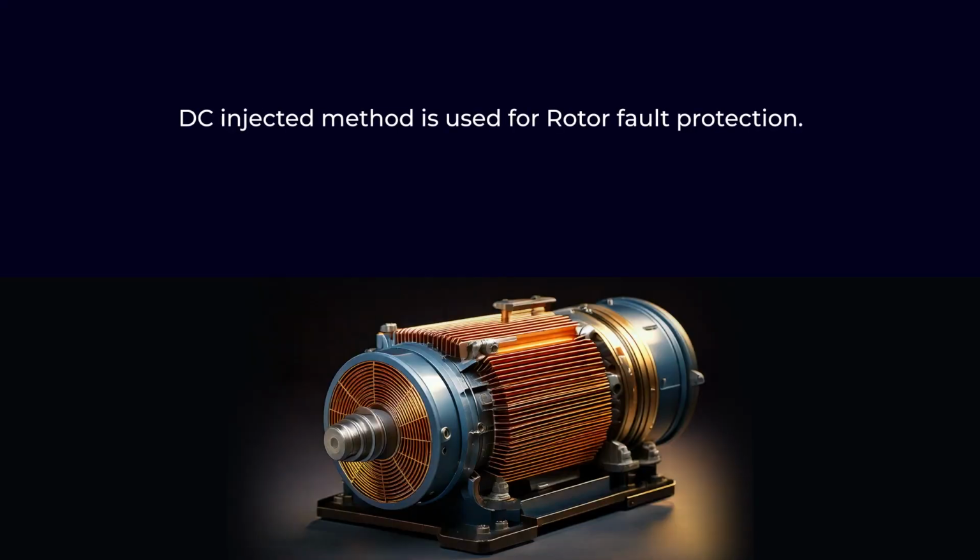Rotor faults are primarily caused by the mechanical and thermal stresses affecting the winding insulation. As the rotor field is ungrounded, a single fault may not cause an immediate issue, but if a second fault occurs, a part of the field winding is bypassed, increasing the current through the remaining portion of the field winding. For protection of the rotor against such faults, the DC injection method is used.